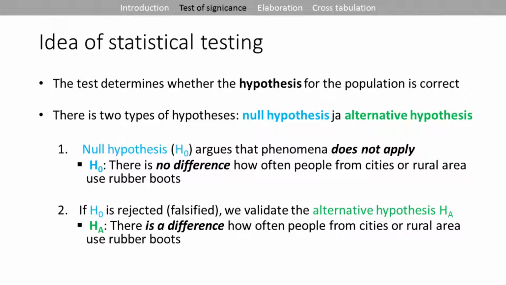The null hypothesis is basically the assumption that there is no difference between two variables. For example, there is no difference in how often people from cities or rural areas use rubber boots. And the alternative hypothesis is the opposite of this, which claims that there is a difference between two variables. For example, the alternative hypothesis in this case would be that there is a difference in how often people from cities or rural areas use rubber boots.